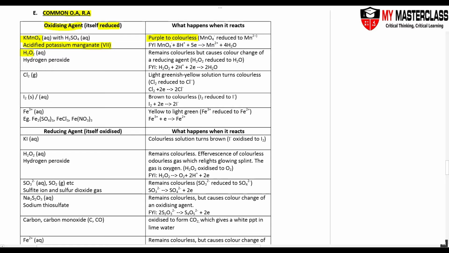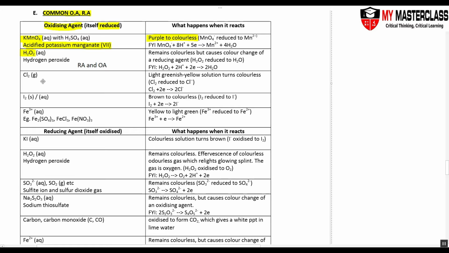Hydrogen peroxide, H2O2, is both a reducing agent and an oxidizing agent. It can be oxidized and reduced at the same time. Hydrogen peroxide remains colorless, but when it is acting as an oxidizing agent, it will cause your reducing agent to change color.